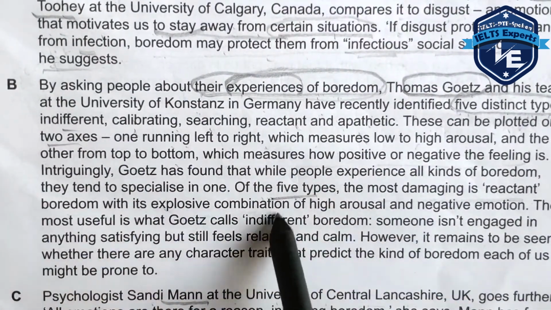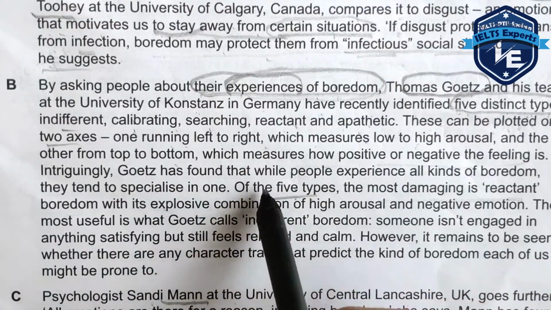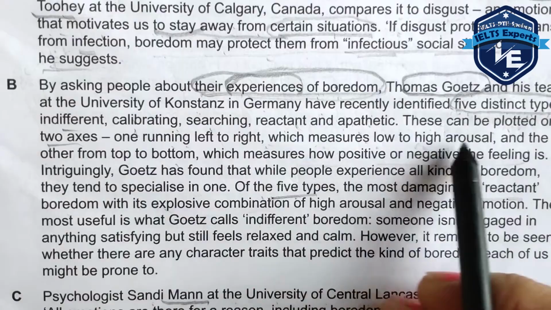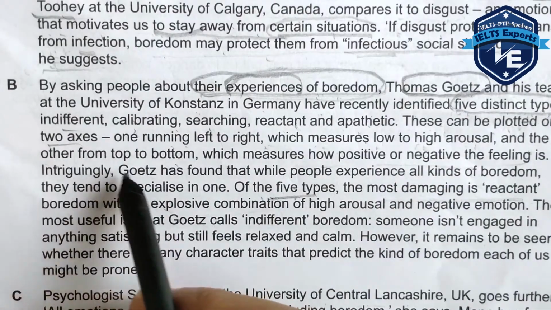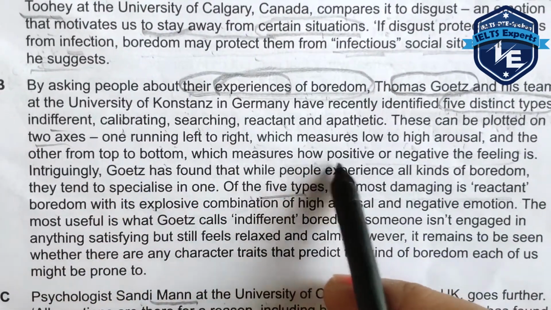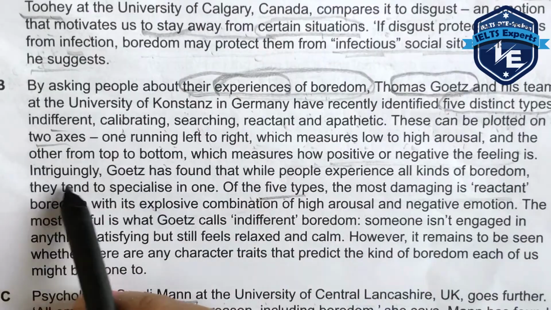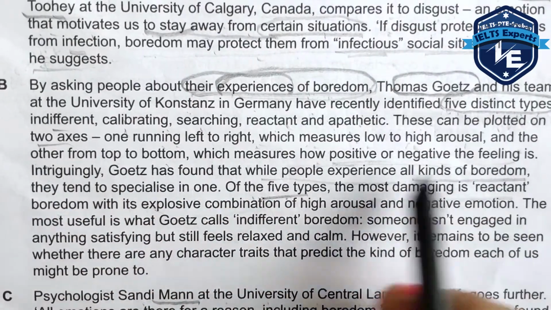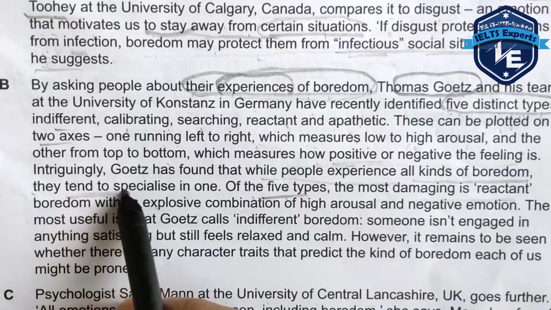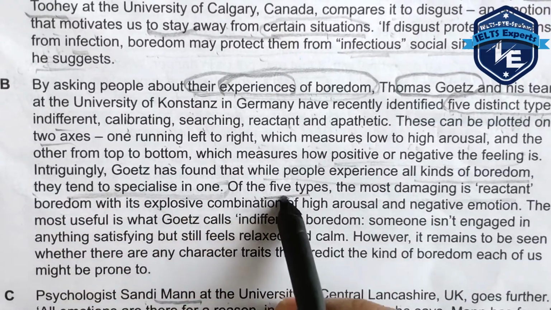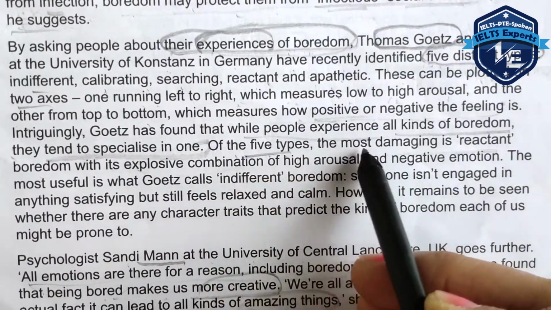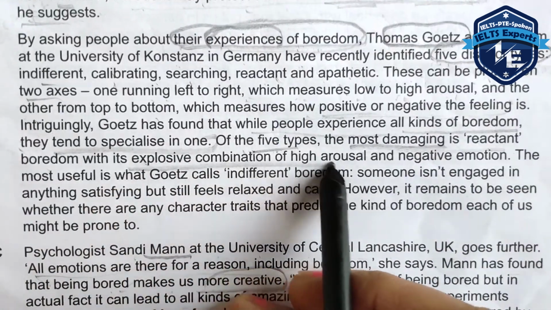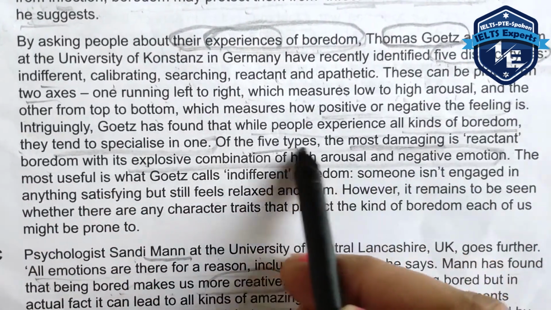Goetz has found one axis which measures high arousal, and one from top to bottom, which measures how positive or negative the feeling is. Intriguingly, Goetz has found that while people experience all kinds of boredom, they tend to specialize in one of the five types. The most damaging is reactant boredom, with an explosive combination of high arousal and negative emotions.